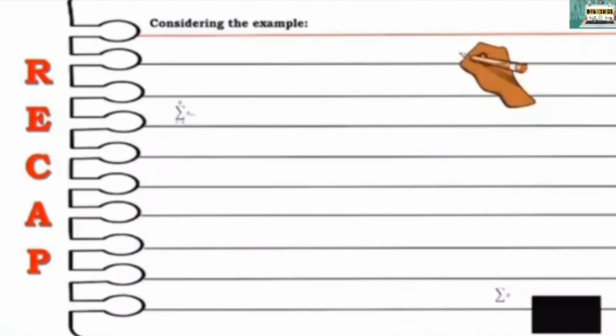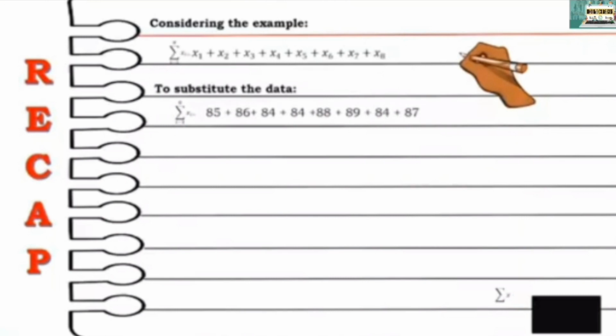Considering the example, we can use this formula. To substitute the data, we have the summation of X sub i as i goes from 1 to 8 equals 85 plus 86 plus 84 plus 84 plus 88 plus 89 plus 84 plus 87. Therefore, the summation of X sub i as i goes from 1 to 8 is equal to 687.